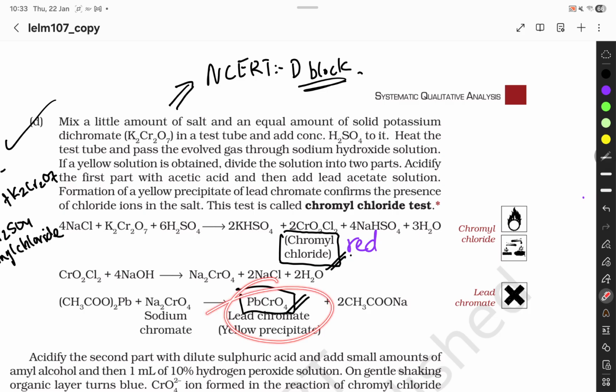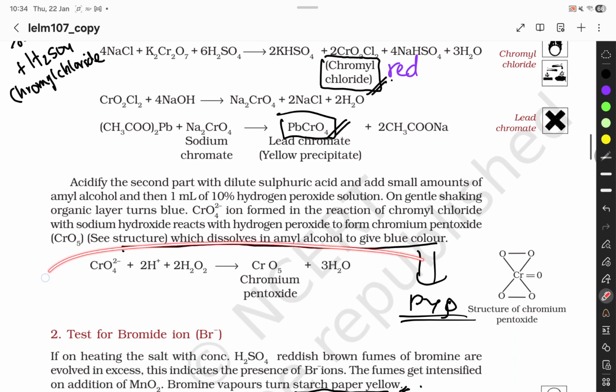Then PbCrO4 that is formed is a yellow precipitate, and that comes from lead acetate, (CH3COO)2Pb, plus sodium chromate. So the next reaction that came in 2026 JEE Mains is K2CrO4 plus H2O2 gives chromium pentoxide.